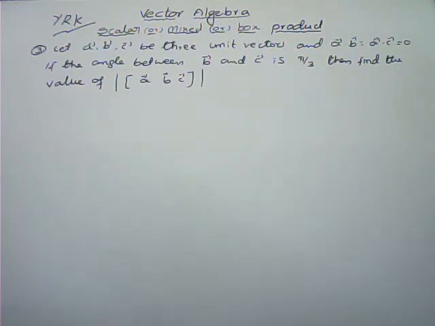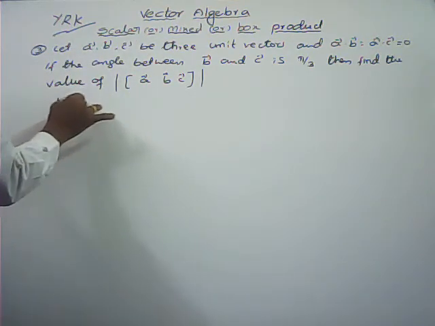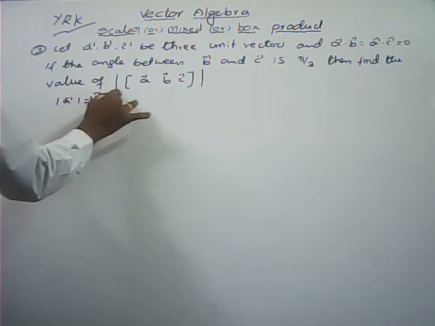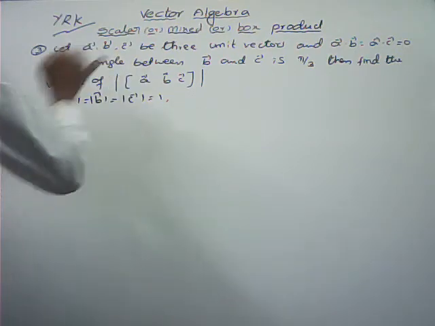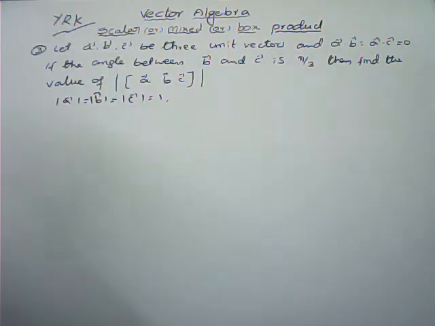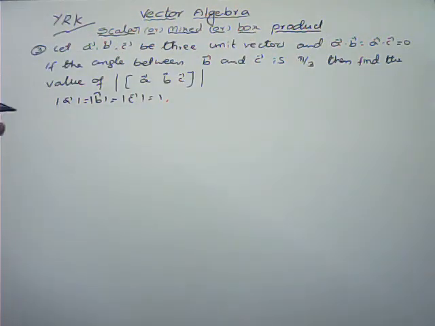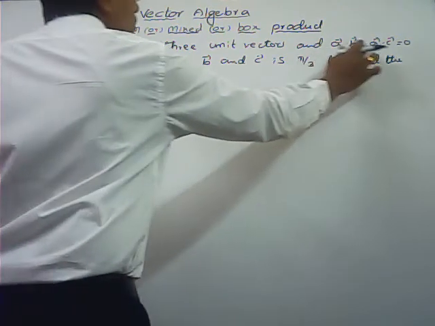Now let A bar, B bar, C bar be 3 unit vectors and A bar dot B bar is equal to A bar dot C bar. Here these 3 are unit vectors, so we can write modulus of A bar is equal to modulus of B bar is equal to modulus of C bar, that is equal to 1. And here A bar dot B bar 0 means A bar is perpendicular to B bar and A bar is perpendicular to C bar. So A bar is perpendicular to the plane containing B bar and C bar only.